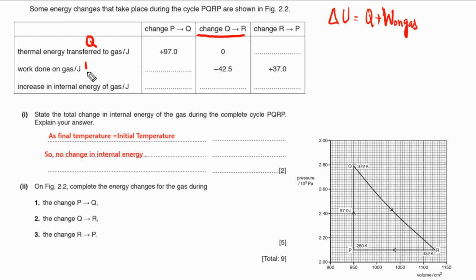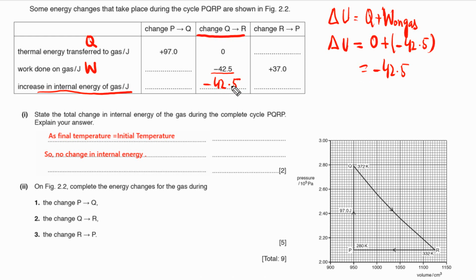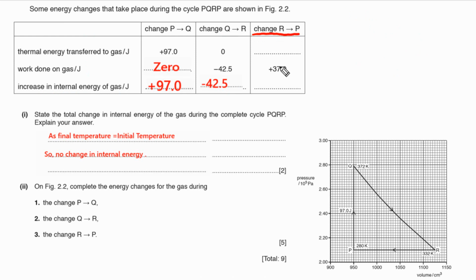For the change from Q to R, it is given to us that Q is equal to 0 and W is equal to negative 42.5, and we need to find the increase in internal energy. So it's very straightforward. Q is equal to 0 in this case, and work done on gas is negative 42.5 joules. So delta U is simply equal to negative 42.5 joules.